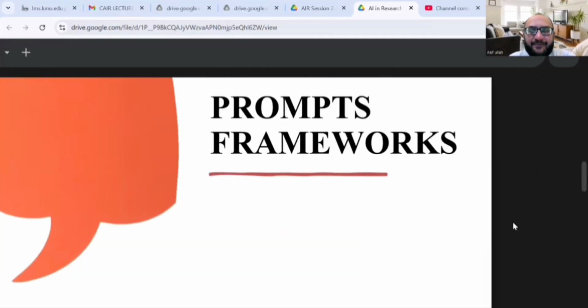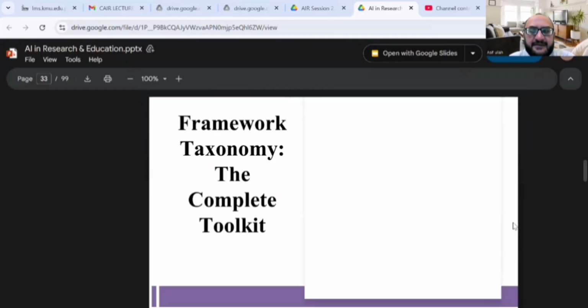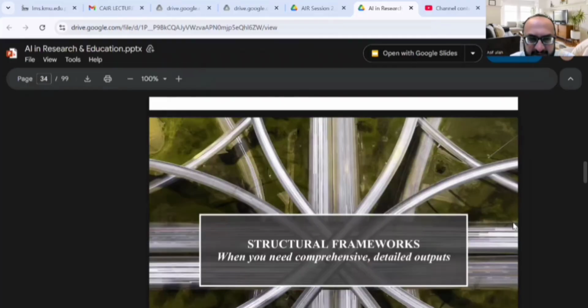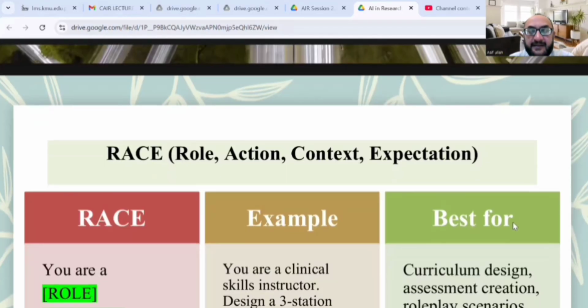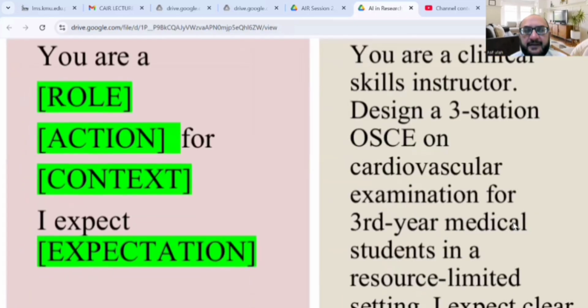What are the prompt frameworks? Prompt frameworks, the complete toolkit. When you need comprehensive, detailed output, give structural frameworks. For example, RACE: role, action, context, expectation. Define the role. Action, what has to be done. Context, and expectation.